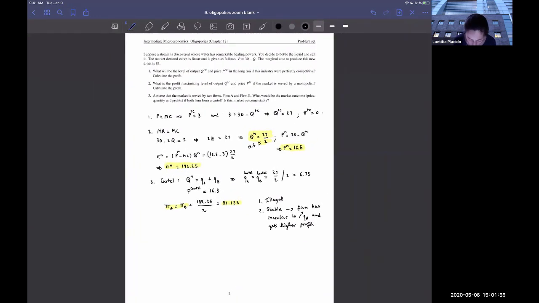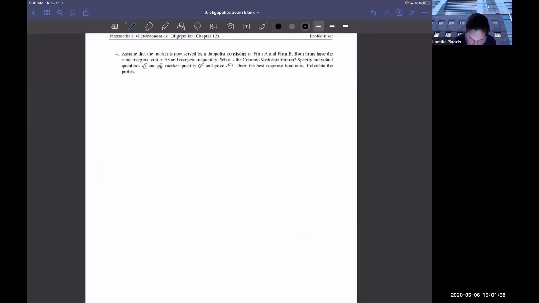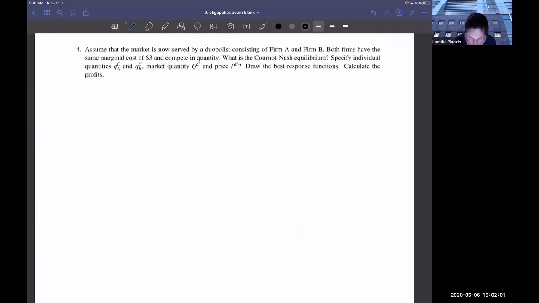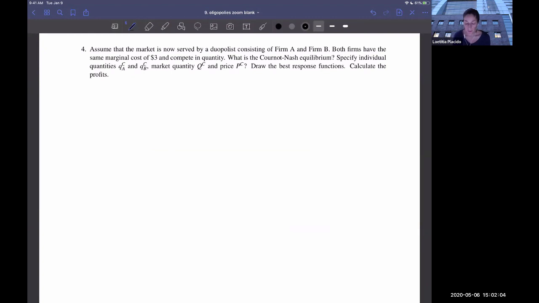So now let's move to question 4. The market is now served by a duopoly consisting of firm A and firm B. And here we are not going to assume that they've made an agreement. So both firms are going to determine their optimal quantity based on the beliefs they have of the quantity produced by the other firm. So how do we determine what we call the Cournot-Nash equilibrium?